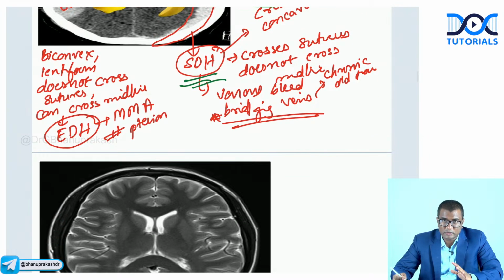Subdural hematoma crosses sutures, does not cross midline. Epidural hematoma does not cross sutures, but can cross midline. Okay, I hope this is clear.